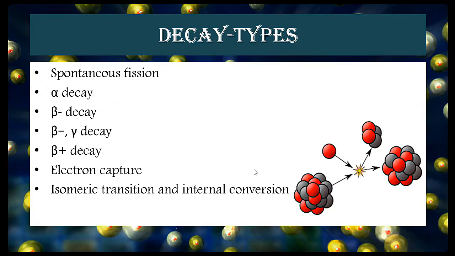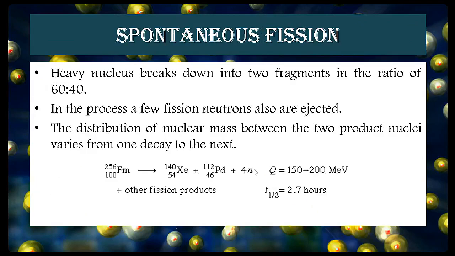There are different types of decay: spontaneous fission, alpha decay, beta minus decay, gamma decay, beta plus decay, electron capture, isomeric transition, and internal conversion. Going to the first, which is spontaneous fission. In this, what happens is we have a heavy nucleus, and it breaks down into two fragments.